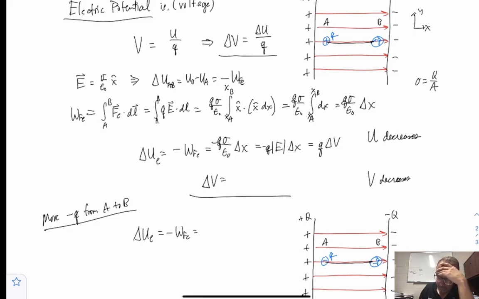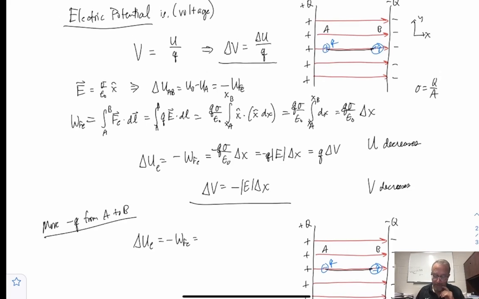Delta V is equal to minus E delta X. Okay, the point about the potential decreasing and the potential energy decreasing is still the same, but I had forgotten that Q. That's a critical part of it because I didn't actually have the electric force. What I had here was the work per unit charge.